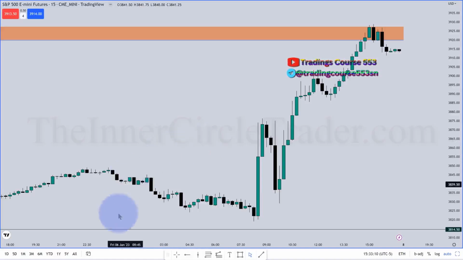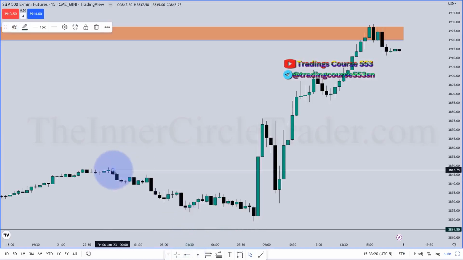So go to this candle right here. That is the midnight candle in New York local time, right there. And we're going to drop a level right there. So 38.47.5. We'll make that purple.